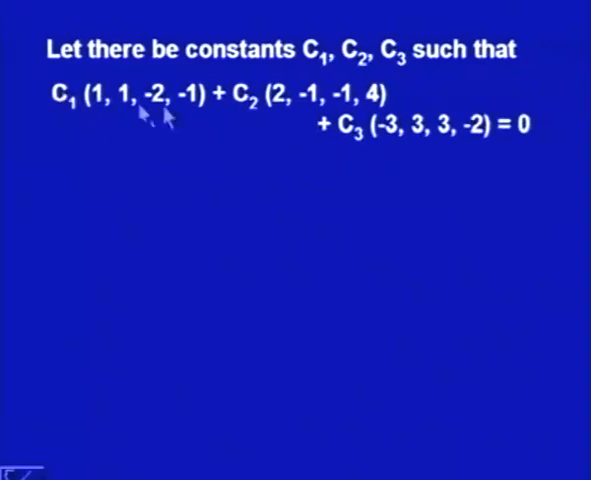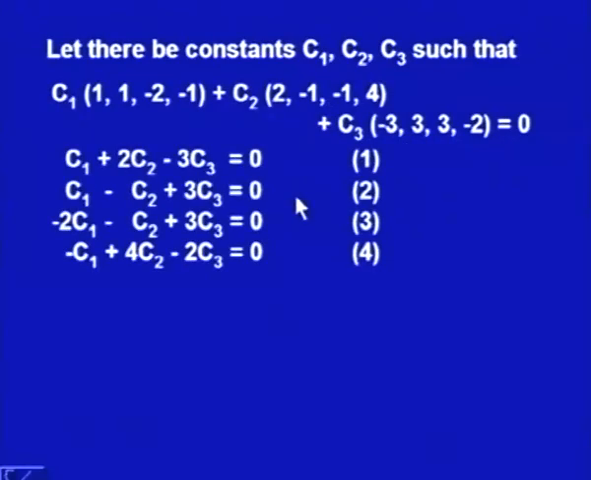C1 times the first vector plus C2 multiplied by the second vector plus C3 multiplied by the third vector is 0. That means the linear combination of these 3 vectors is 0. So, let us try to find the solution of this equation. This equation actually gives us 4 equations.